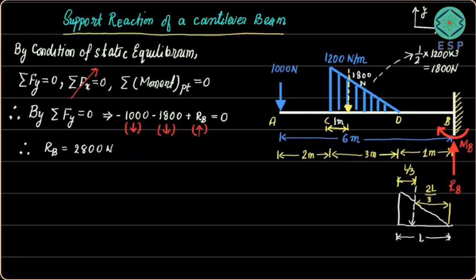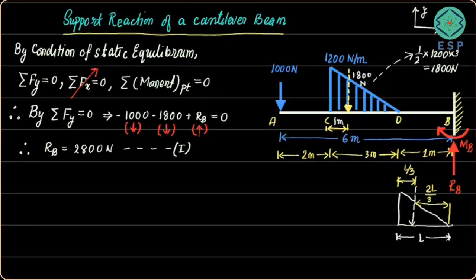newtons. Okay. So this is the support reaction, which is a force we have got here. This is very simple: the upward force must be equal to the overall downward forces. So this is going to be 1000 and this is 1800, which is downward. So 1800 plus 1000 is 2800, which is straightforward. Okay. The most important part over here is that you have to convert this uniformly varying load into a point load. That's all. The remaining procedure is the same.